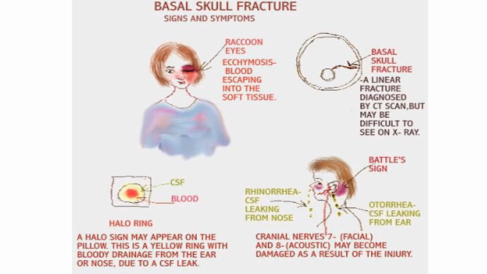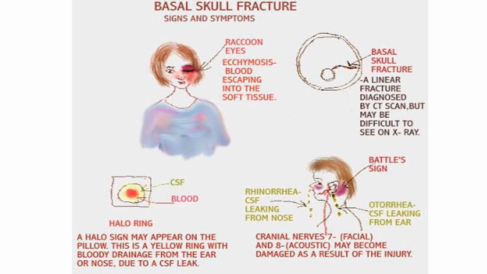A basilar skull fracture is a break in one of the 5 bones that are located at the base of the skull. Cues related to a basilar skull fracture are related to the close proximity of the skull base to cranial nerves, blood vessels, and meninges that contain CSF.